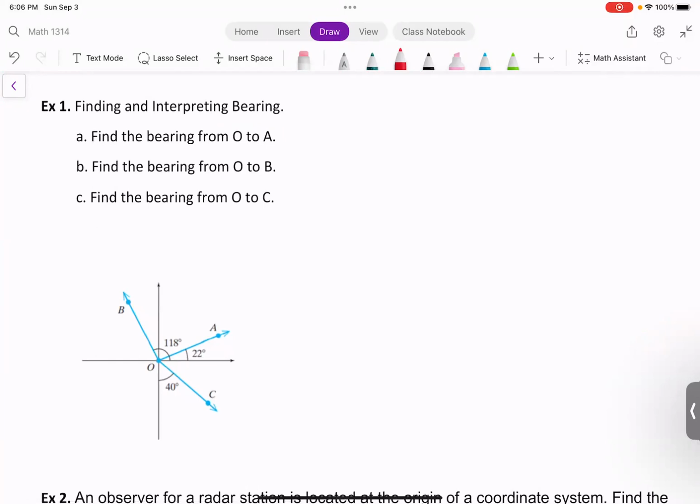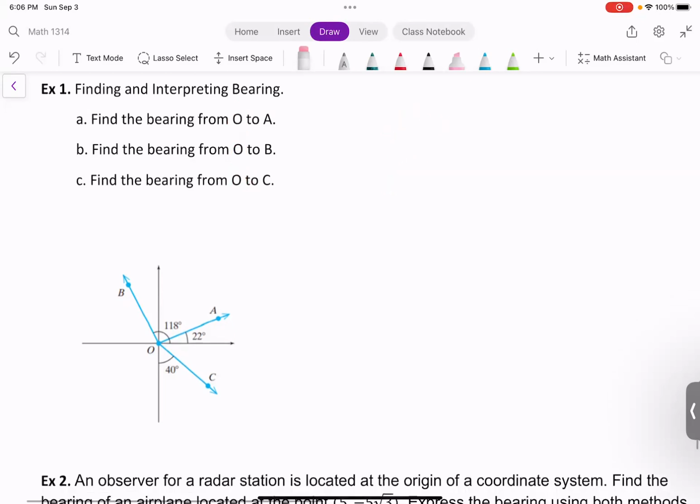First one, find the bearing from O to A. So we need to have a north, south, east, west line here at the O part, and then from O to the point A, from O to the point B, from O to the point C. All right, let's see the first example, the graph here.